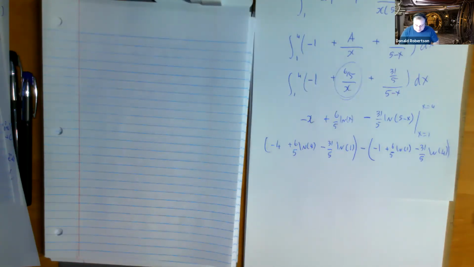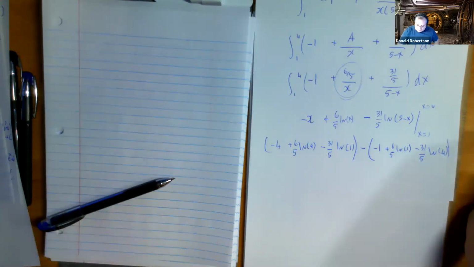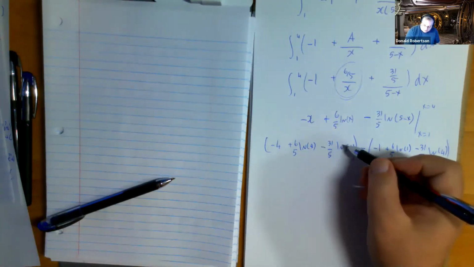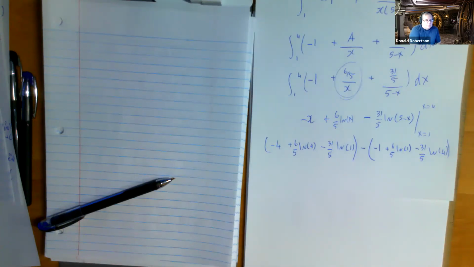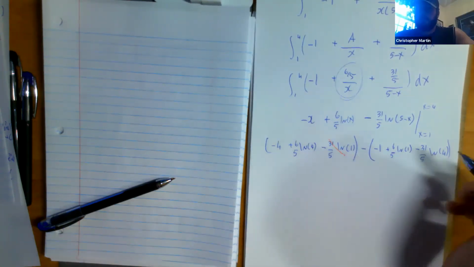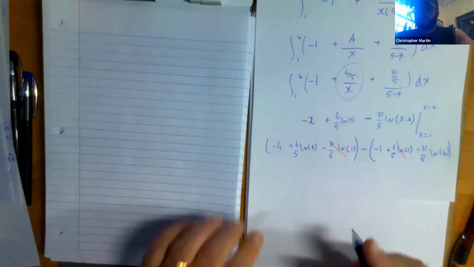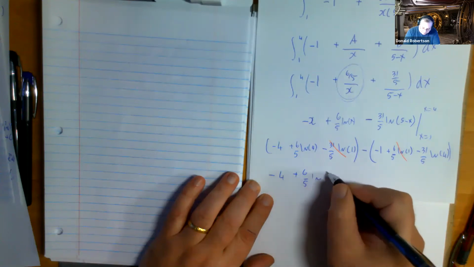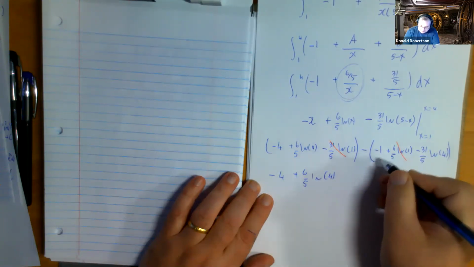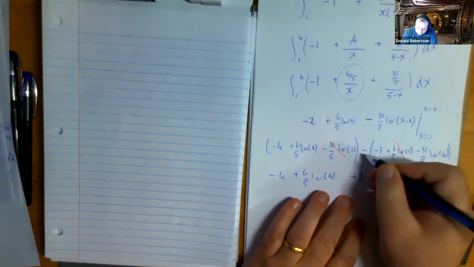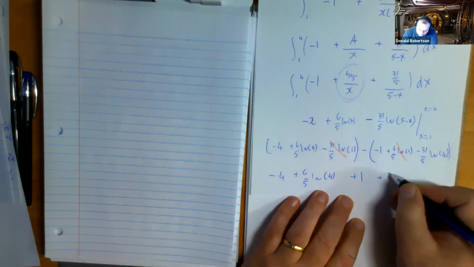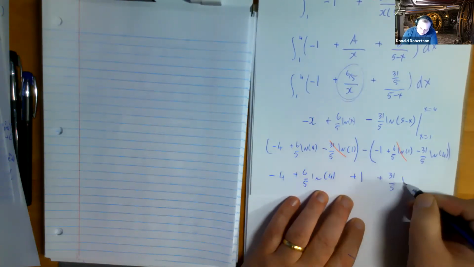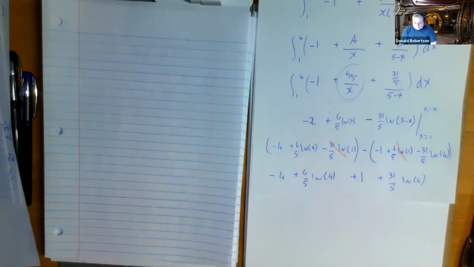So let's see what kind of things we can do to make this a little bit nicer looking. What's the natural log of 1? What number is it? Right, so can I ignore that one and that one? So what have I got? I've got -4 plus 6/5 natural log of 4. Take away a -1, which is add 1, and take away that guy, and it's add 31/5 the natural log of 4. Better, right? Nicer. Can we do anything else?